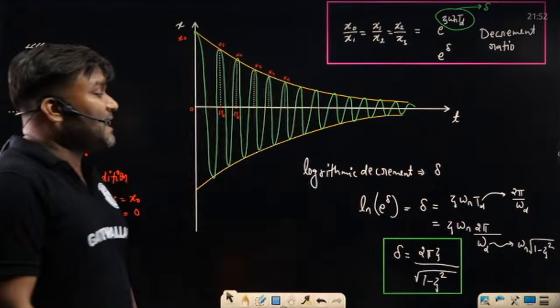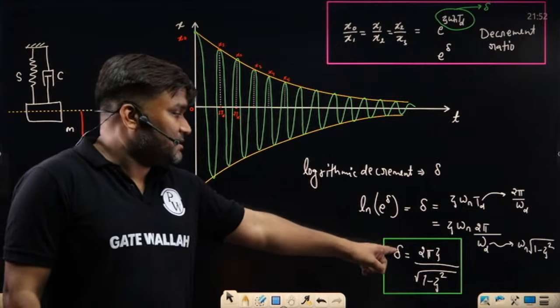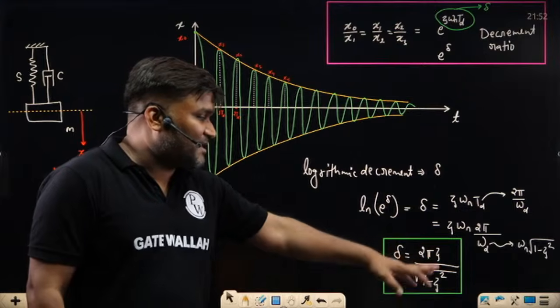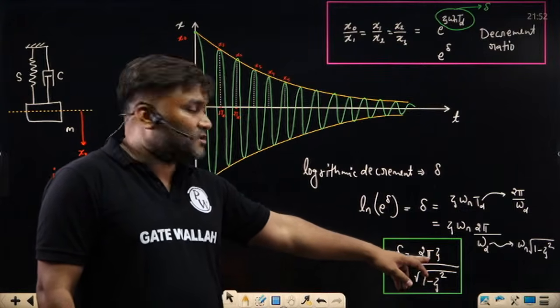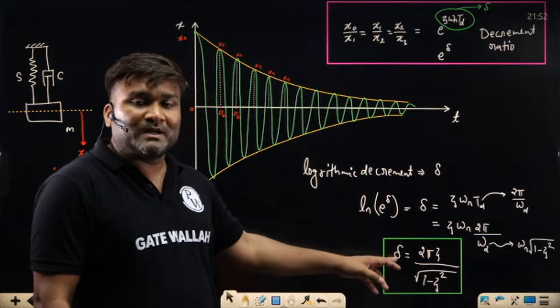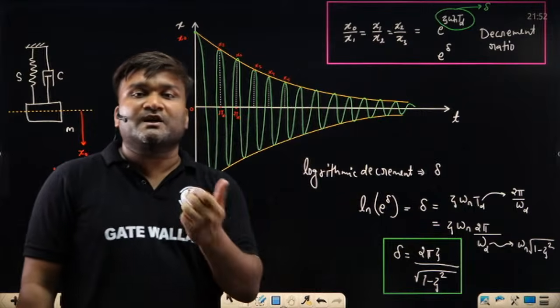Okay, a question will be asked. They will ask, tell me what is the value of logarithmic decrement. Delta is equal to 2 pi zeta upon under root 1 minus zeta square. If I tell you the value of zeta, you can find out the logarithmic decrement. If you know this logarithmic decrement, e raised to the power delta gives the decrement ratio. That's it.